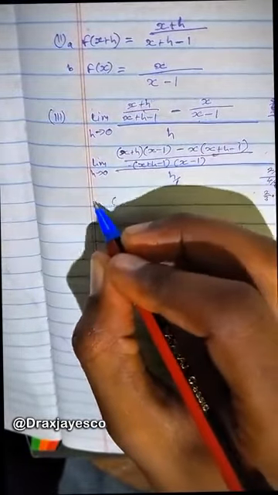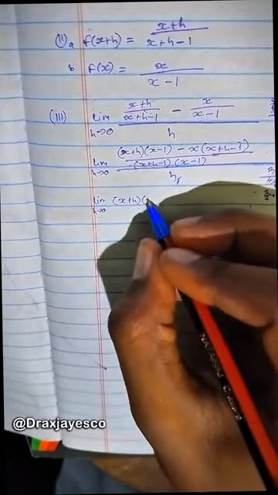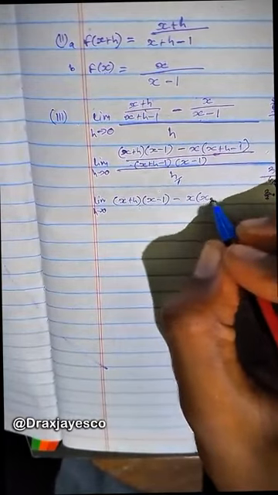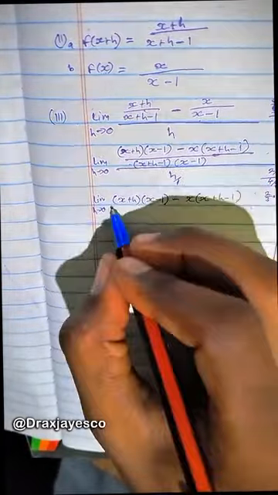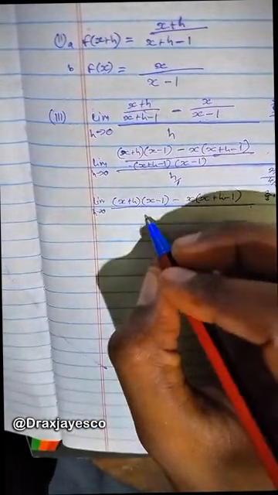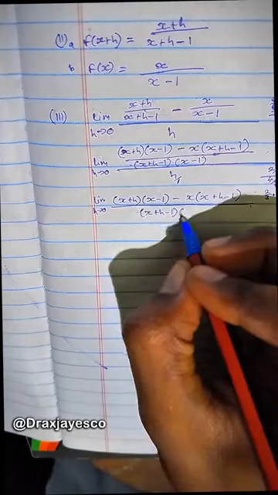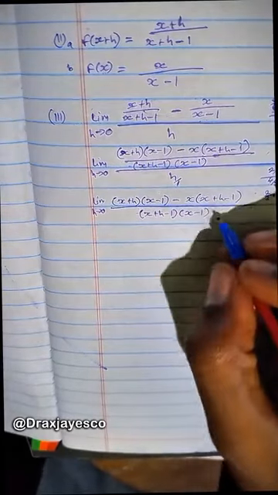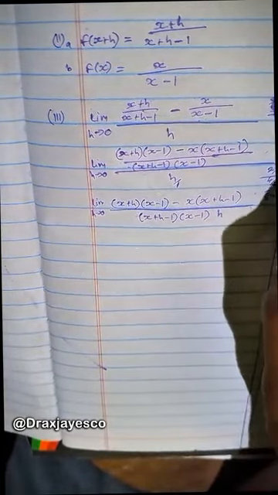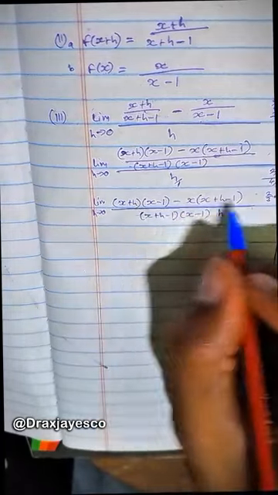So we're going to have limit as h approaches 0, open bracket, x plus h closed, open again, x minus 1 closed, minus x close open, x plus h minus 1 closed, over. Now we have this times the h. So we're going to have x plus h minus 1, x minus 1, then h times h. Assuming this was written down here, we're going to continue by simplifying this top part.